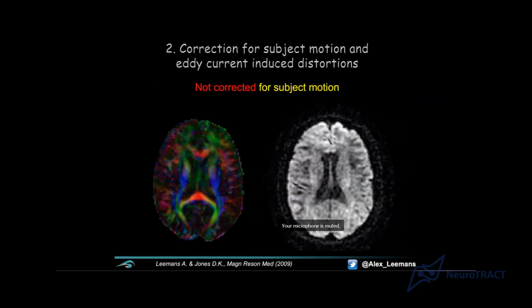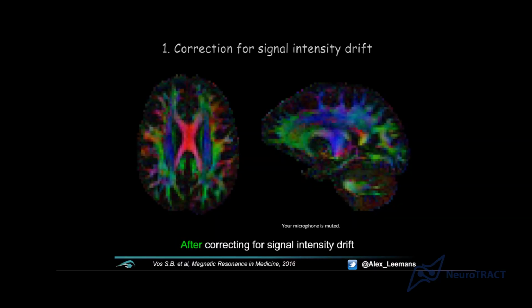So it matters. And actually, if you were to look at a histogram and an actual before-after subtraction of the fractional anisotropy, you'll see that the differences can be up to 10%. So it's a major improvement when correcting for signal drift.